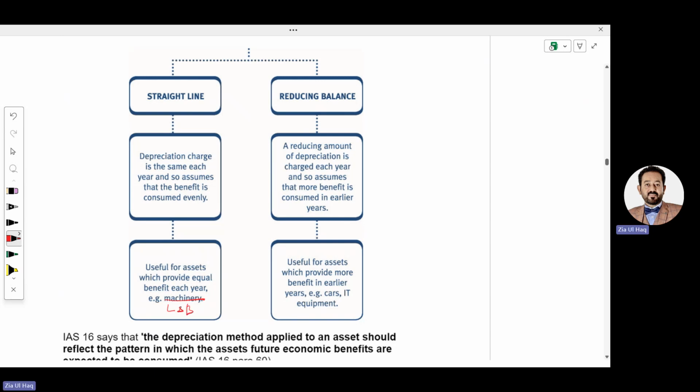And reducing balance method, a reducing amount of depreciation is charged each year, and so we assume that more benefit is consumed in initial years, and less benefit in subsequent years. Useful for an asset which provides more benefit in earlier years, for example, cars, IT equipment, and machinery.